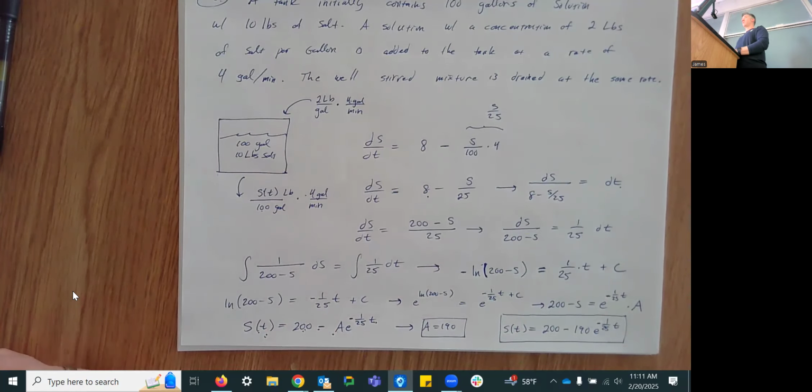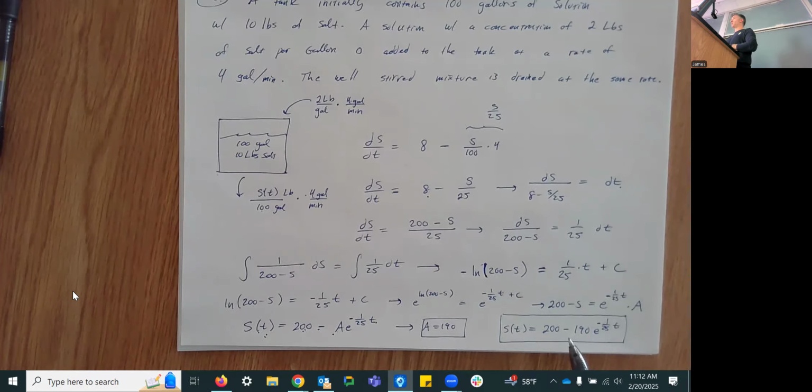Let's explore that for just another moment. So if that had been a positive number, 1/25, what would happen as time went on and on and on? Well, the positive 1/25 times t would get larger and larger. We get infinitely large, which means the amount of salt would get to be 200 minus 190 times a larger and larger number, which means the amount of salt would eventually be negative, which wouldn't make any sense.